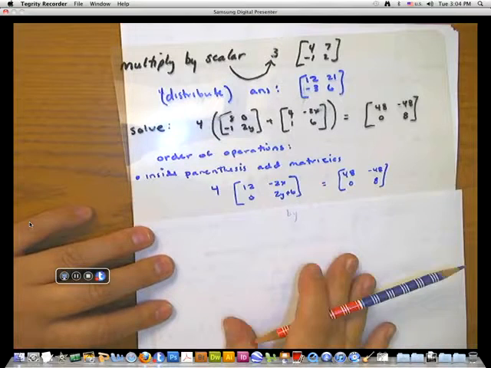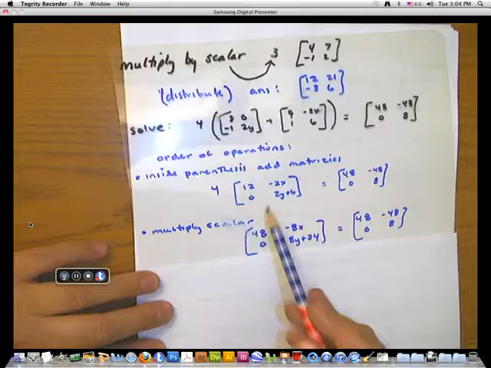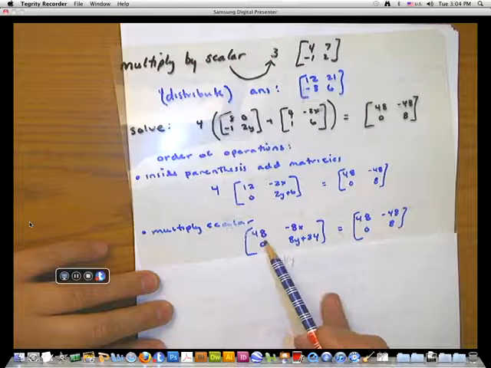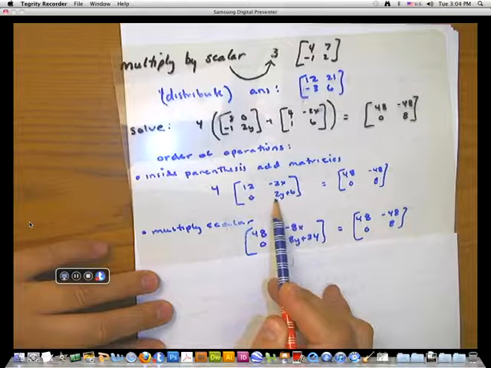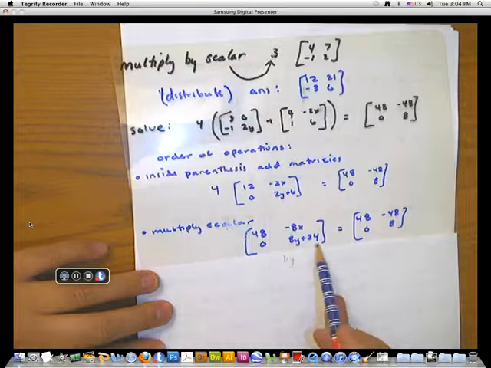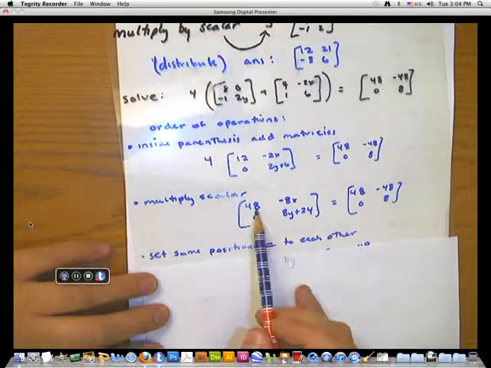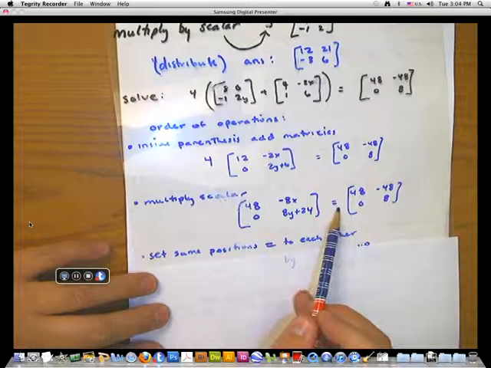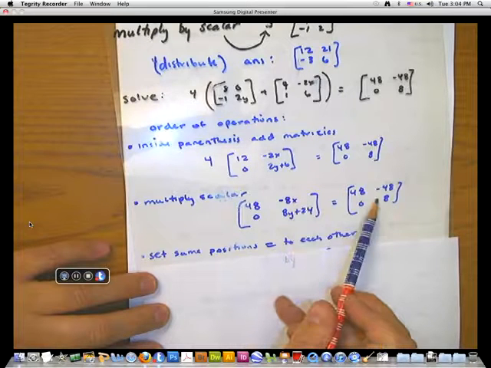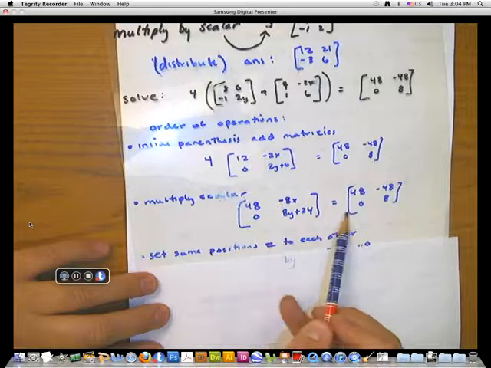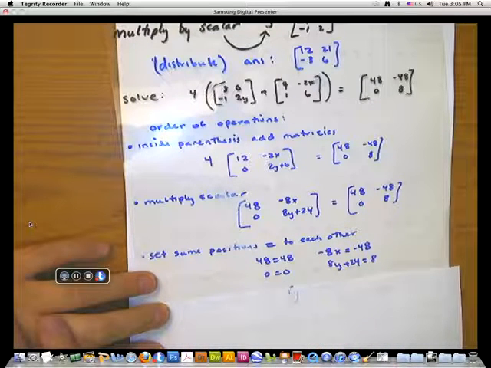Now, order of operations says I'm going to multiply by this scalar. 4 times 12, 4 times -2x, 4 times 0, and then 4 times 2y plus 6, so that's distributing. So that's where 8y plus 24 comes from. And then by definition, if things are equal, they have the same value. So 48 equals 48, -8x equals -48, 0 equals 0, and 8y plus 24 equals 8.